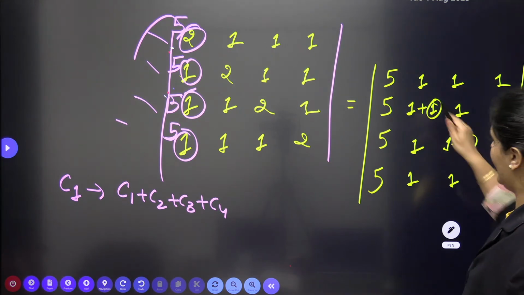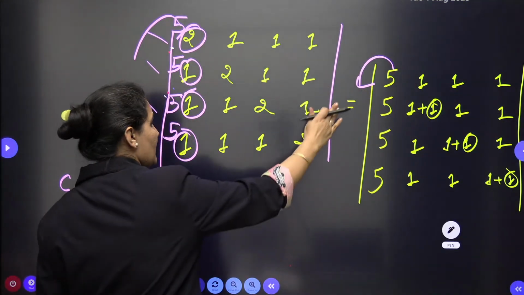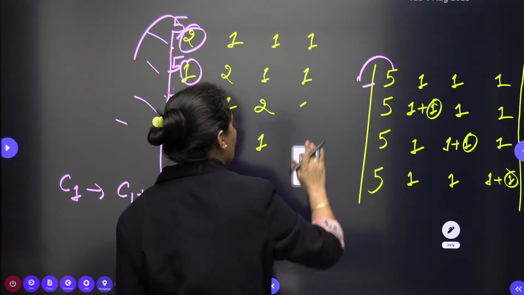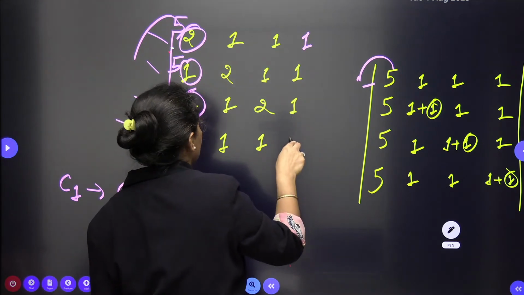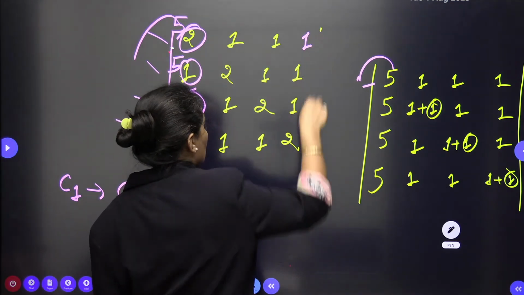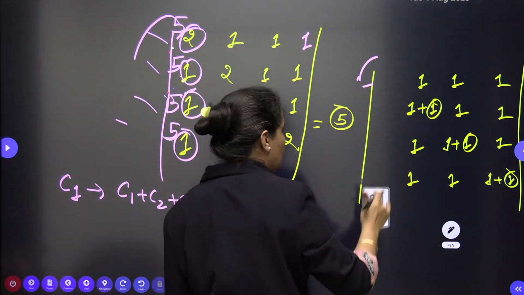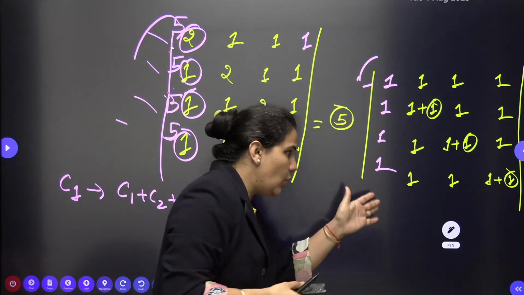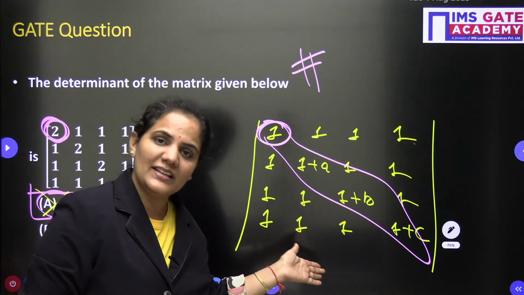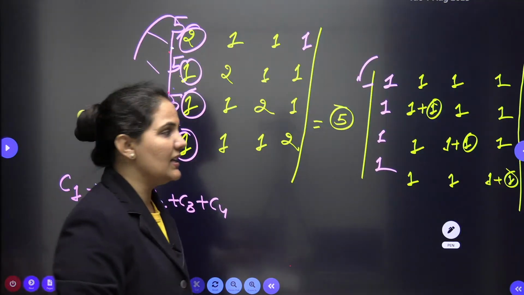Now again it is not in that form. So I will take 5 outside. When I take 5 outside from this first column, my first column will become 1 1 1 and 1. Now this is exactly that form which we learned in the keynote.